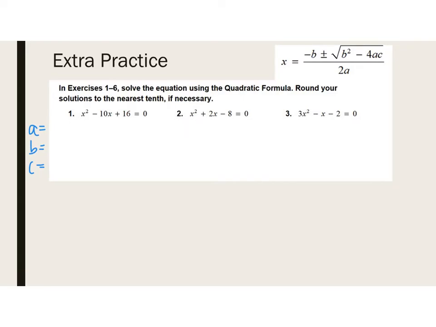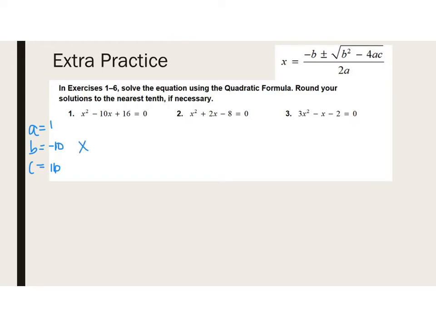So a in this case is going to be 1. B is going to be a negative 10, and C is going to be 16. And signs do matter, so any place you see a minus sign, that's a negative. So let's start filling in our A, B, and C in our formula.